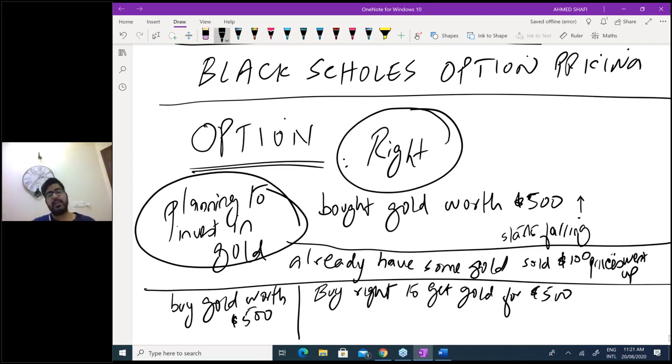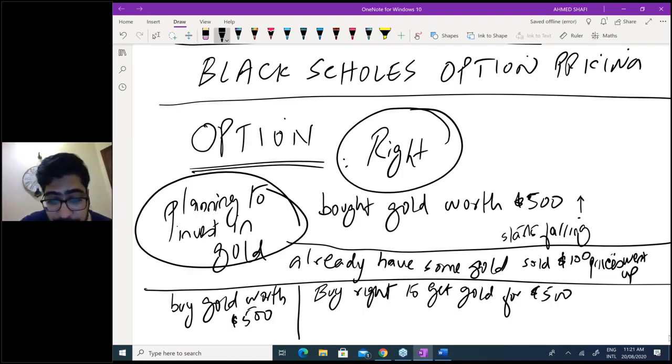Right is option. Option is right. You just got the option, the right to get gold for $500 from a money changer or a gold dealer, in the anticipation that if prices go up, become $600, I will exercise my right and get gold for $500 and sell it in the open market for $600 and earn gain. But if the prices fell, I will waive my right. So this is very beneficial for you.